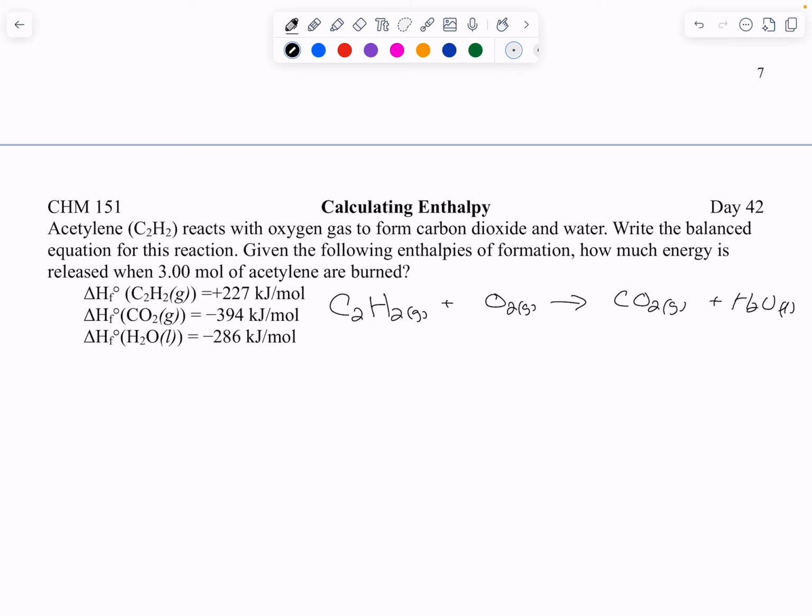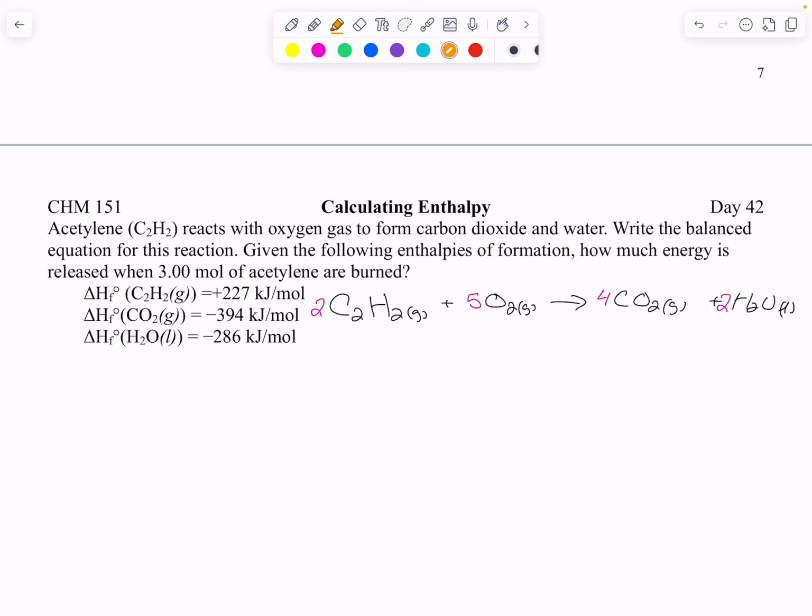All right, so carbons not balanced. Need to put a 2. Hydrogen's balanced, but then I have an odd number of oxygens on the right hand side. If I were to do this, I'd have 2 times 2 is 4, 5 oxygens, so 5 halves. So I need to put a 2 there. I need to make that a 4, make that a 2. Does that work? I have 4 carbon, check. 4 hydrogen, check. 10 oxygens. 4 times 2 is 8, plus 2, 10 oxygens. Great.